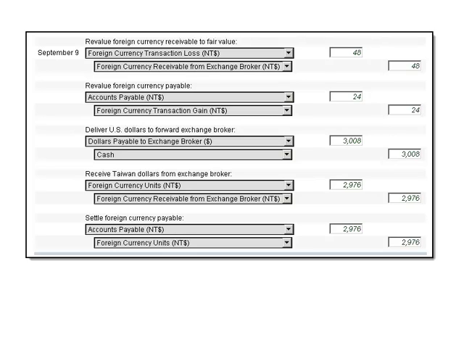Now there's still a few more steps that have to be done. It's step 3. We need to revalue the foreign currency receivable to fair value on September 9th. Okay, you see how that's done with our first entry here, right? We've got a foreign currency transaction loss. Then we have to revalue the foreign currency payable at $24. We deliver the dollars to the broker. We receive the Taiwan dollar from the exchange broker, and we finally settle the foreign currency payable.